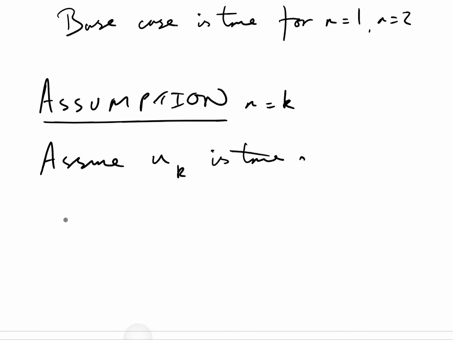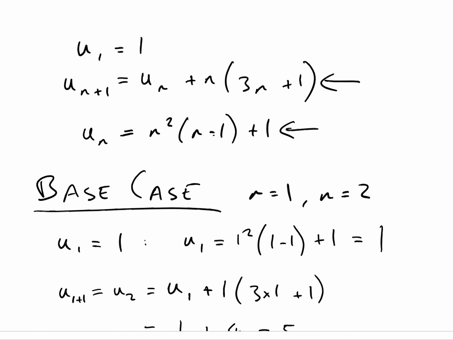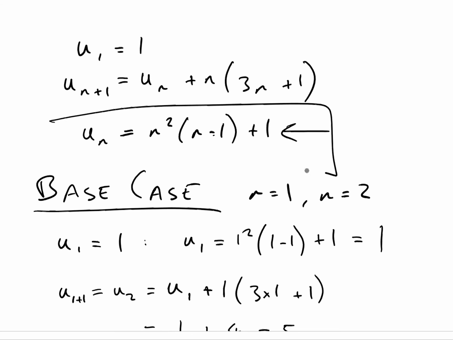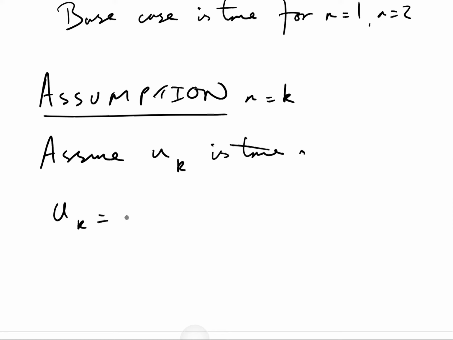Okay, so what is uk? We use this formula that we've been given. We want to verify this formula; it's the one we want to prove. So uk is going to be equal to k squared times (k minus 1) plus 1. Okay, and we assume that that is true.